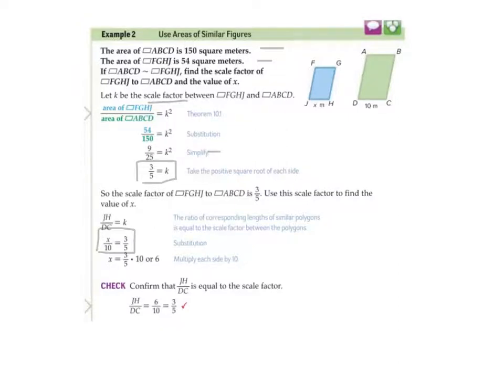So x over 10 equals 3/5, cross multiply again, you finish up with an answer of 6. Okay, so let's have a look at example 2 in question number 3. Again, we've been given the area, but we need to find the height of question 3, the blue one. So again, we need to make a fraction because we need to do the scale factor.